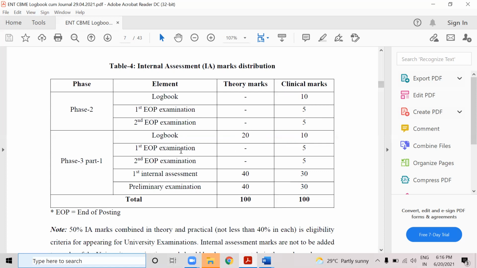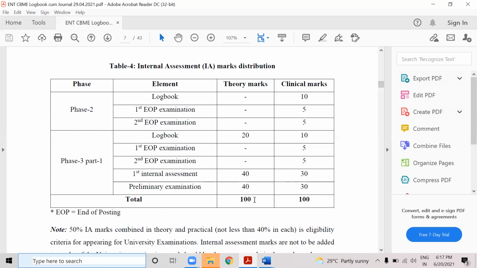Then the end of posting examinations 2 will be held in phase 3 part 1. They will be of 50 marks each, which will be converted into 5 marks each. Then the first internal examination, the paper will be of 100 marks theory, but it will be converted into 40, and practicals will again be 100 marks, but will be converted into 30. Similarly, prelims, the 100 marks each in theory and clinicals will be converted into 40 and 30 respectively. So if we add all these marks, the total will be 100.